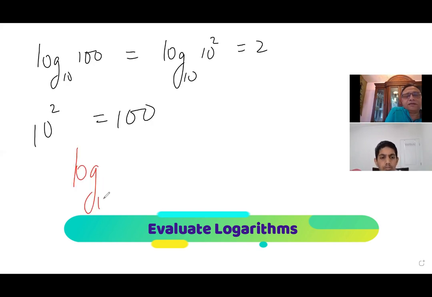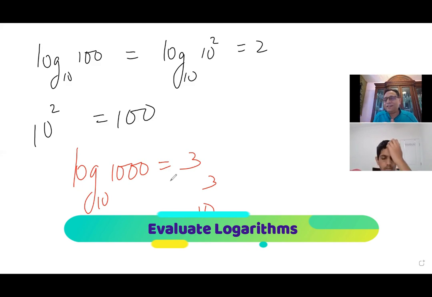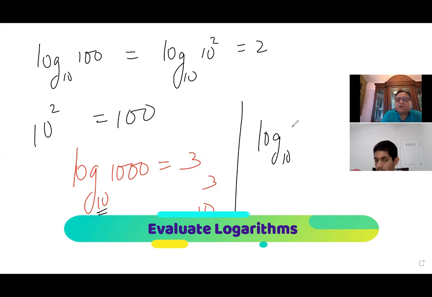Log to the base 10 of 1000 is 3, right? How do we know? Because 1000 is equal to 10 to the power of 3. That is why, because it is the reverse of the exponent. What did we do? We maintained the same base 10, and the exponent changed. What if it was 10 to the power of 7? Then log to the base 10 of 10 to the power of 7 will be 7. Because I could write this in exponential form.